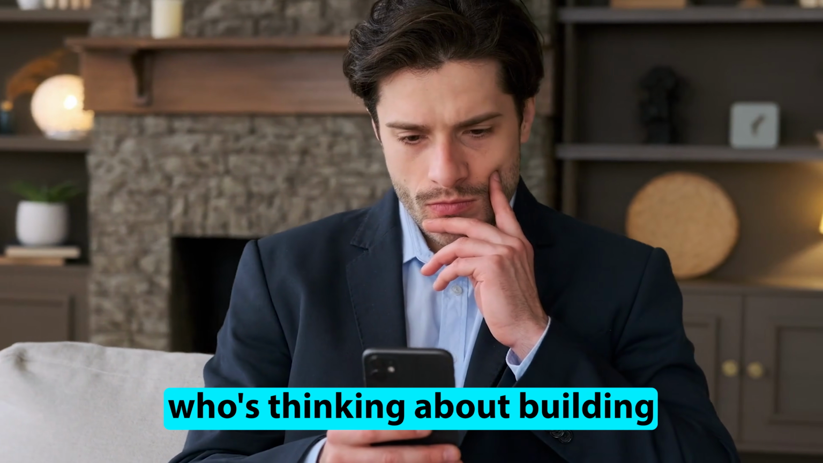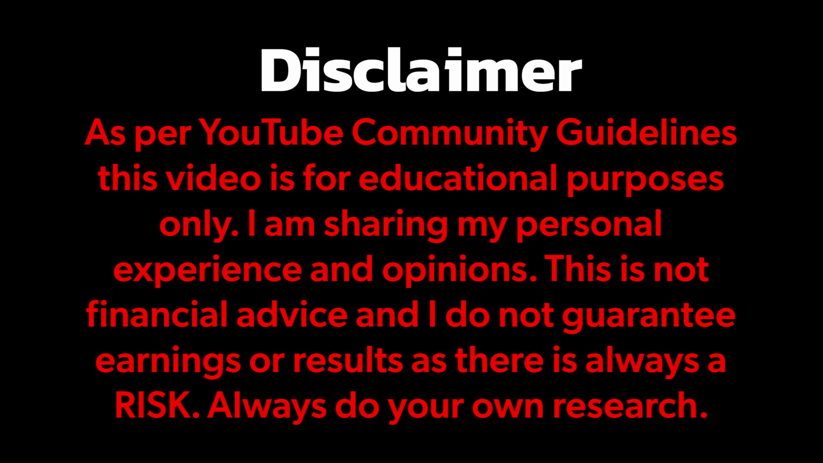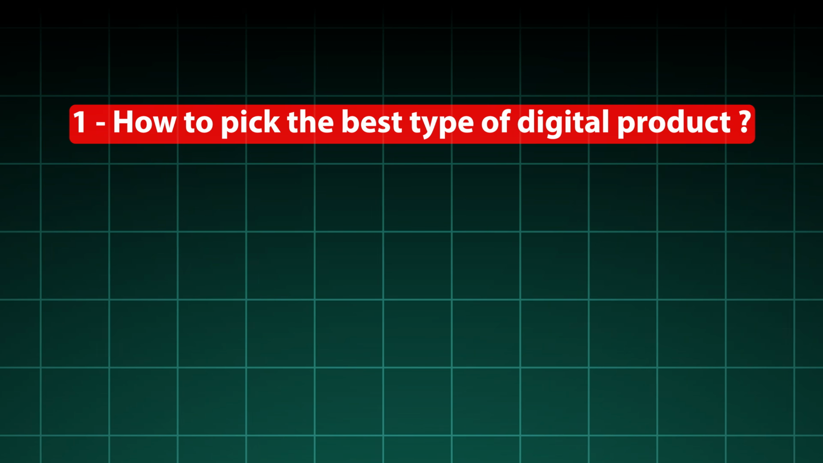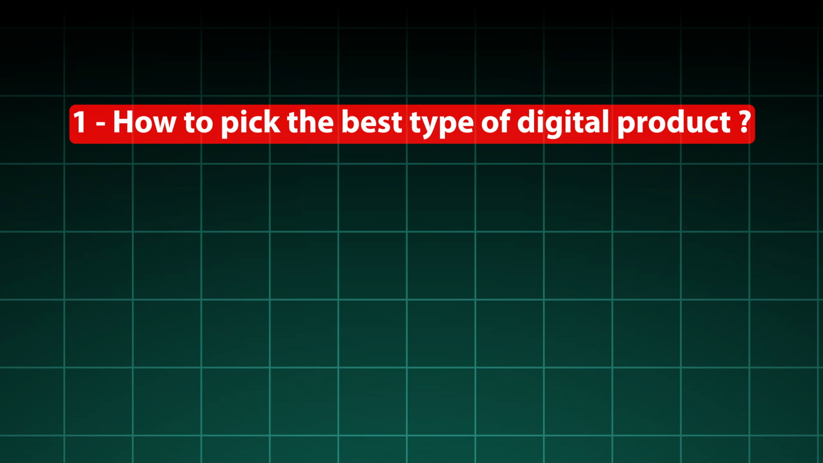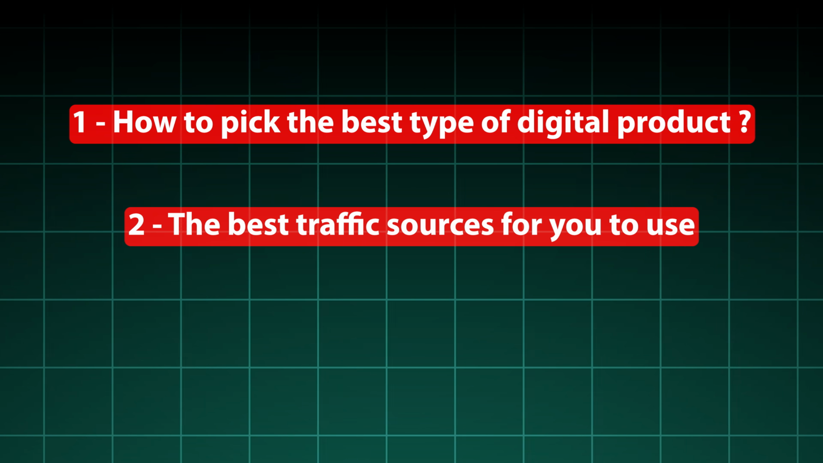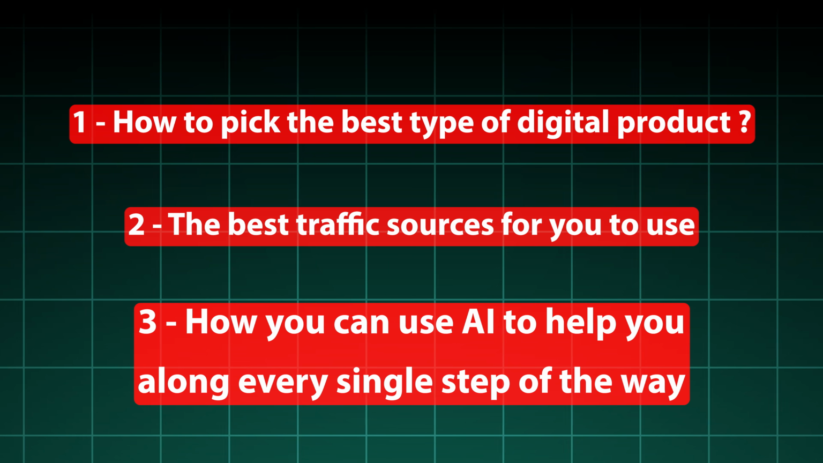So if you're someone who's thinking about building and launching a digital product this year, this is the video that you need to watch, because what I'm going to be doing is breaking down all of the key steps that you need to be aware of, starting with one of the first things, how to pick the best type of digital product. Number 2, the best traffic sources for you to use. And number 3, how you can use AI to help you along every single step of the way.